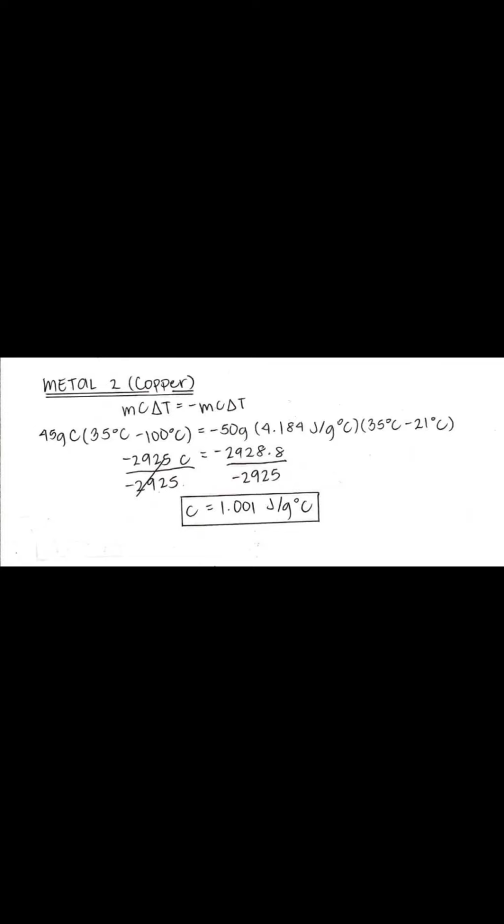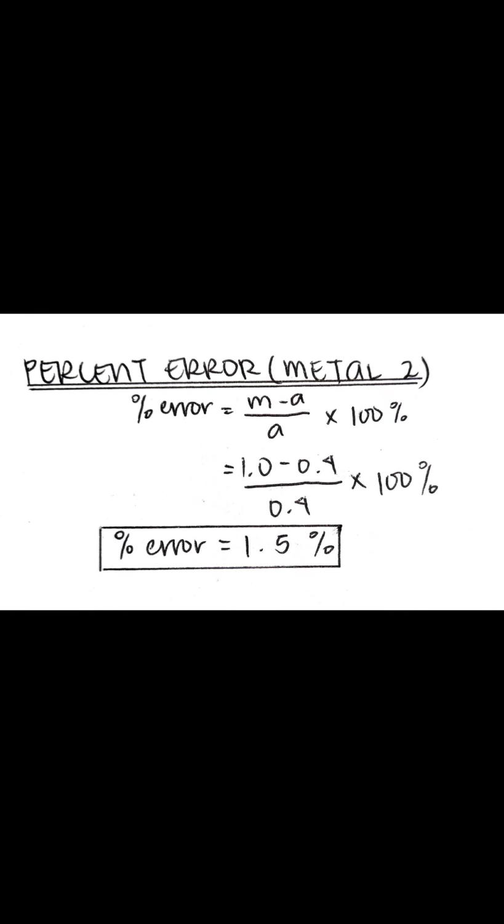We divide both sides by negative 2,925 so that we can cancel it, and the sign for specific heat will remain. So the answer will be C is equal to 1.001 joules per gram per degree Celsius. Error, metal 2.